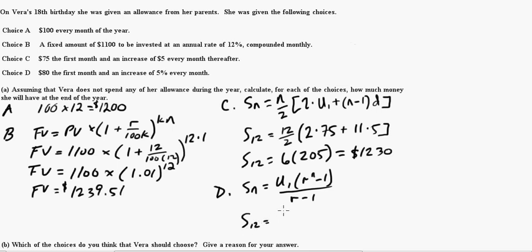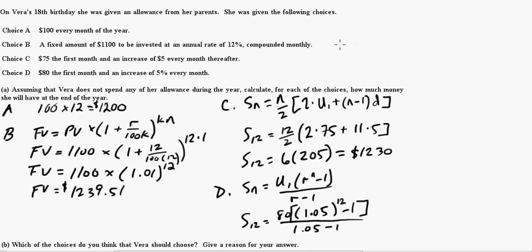The first term is 80. Now, the ratio in this case is kind of tricky. It's going up by 5%, but you can't use just 0.05 or 5. If you put it into this formula, the ratio is 1 plus 0.05, which is 1.05. So it's 1.05 raised to the 12th power minus 1, all over 1.05 minus 1.